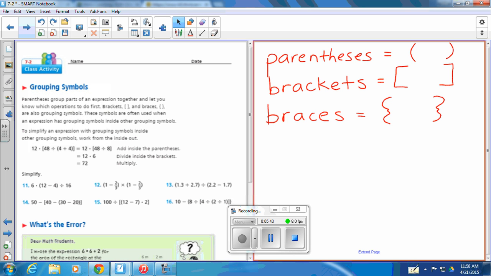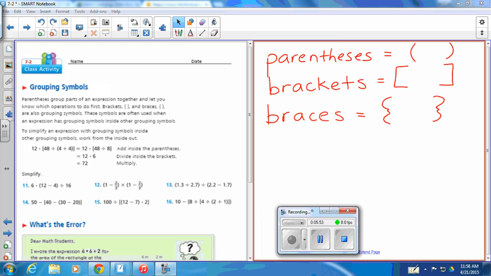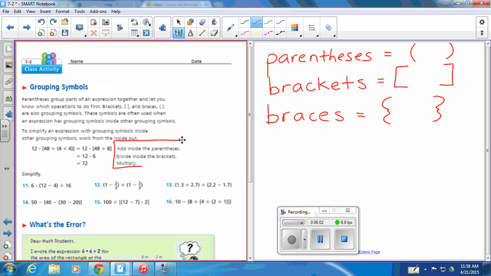If you look at number 16, it has all 3 of those combined in there. So let's look at that number and try to solve that one together. Let me move this out of the way. Okay, so remember, we want to work from the inside out. Okay, so notice here, it says add the parentheses, divide inside the brackets, and then multiply. So that's that example that they have there. We're going to do one that has all 3 of those to practice.